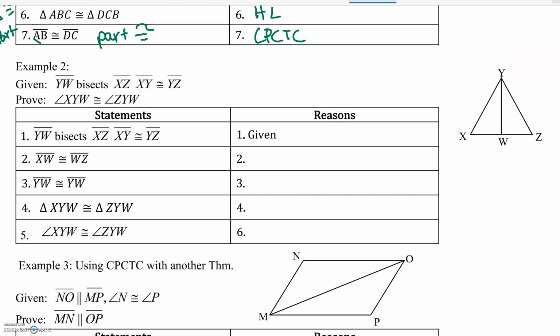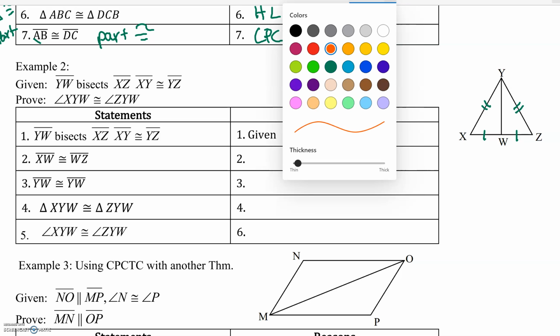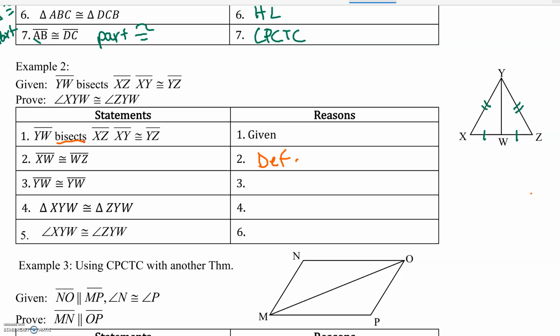So let's mark our picture here with YW bisecting, and then we also know that XY is congruent to YZ. Well, bisecting, we are using definition of segment bisector, which I already marked in our picture, I just jumped ahead. And now we can mark our reflexive. And then why are the triangles congruent? Well, let's see what we've got here. Side, side, side on both. So we are proving the triangles congruent with side, side, side. And then what proves parts congruent? CPCTC. Try and say that five times fast.